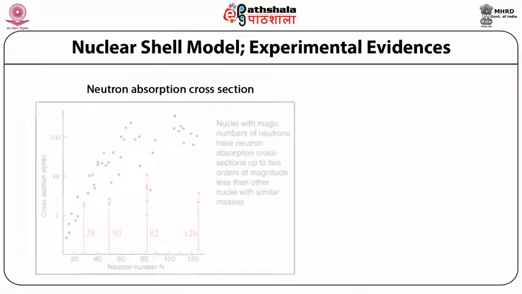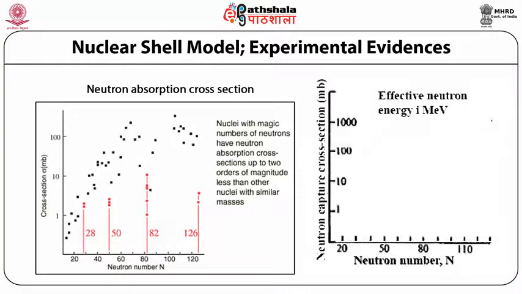Another important experimental evidence is that the neutron absorbing cross section is very low for nuclei having a magic neutron number. It means the nuclei which have a number of neutrons equal to the magic number show very little tendency of absorbing neutrons.